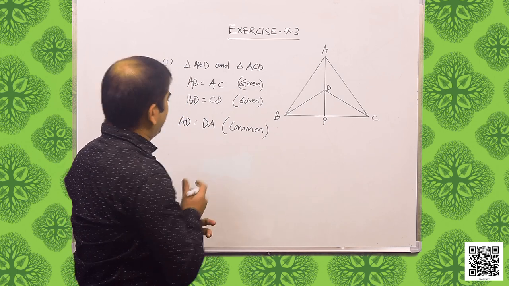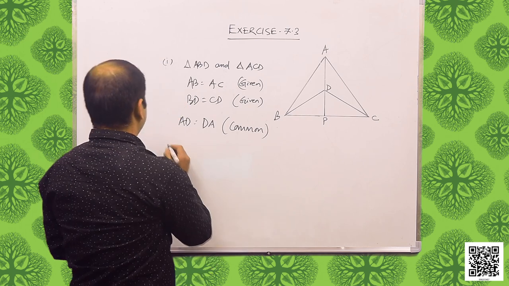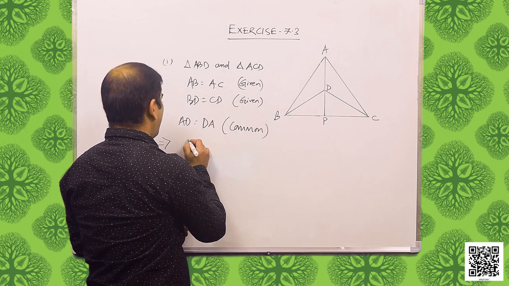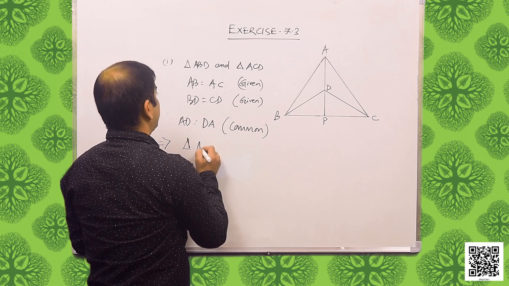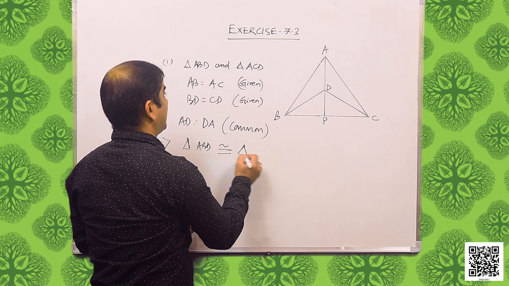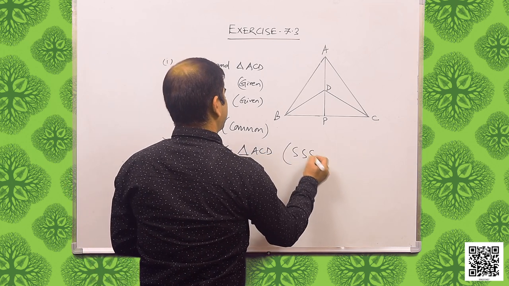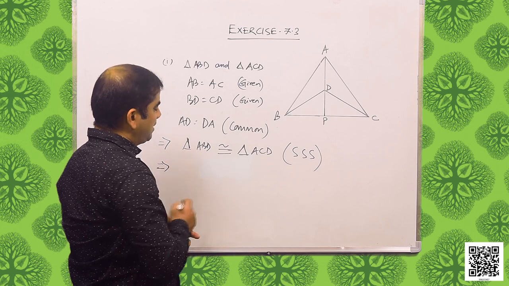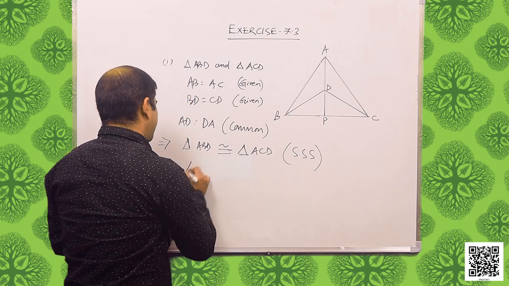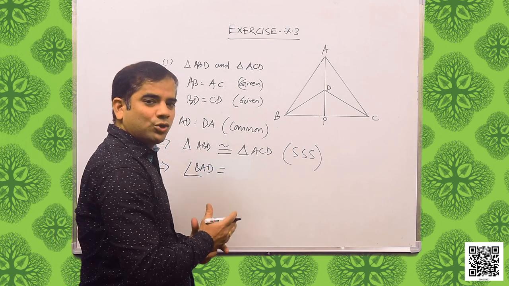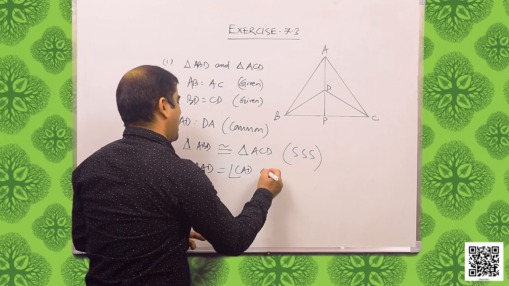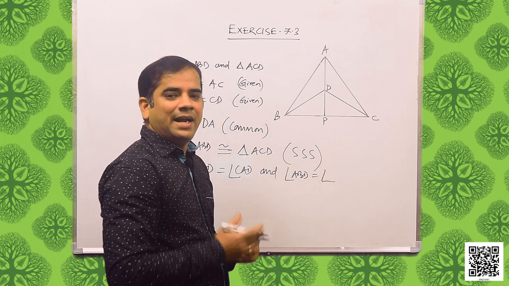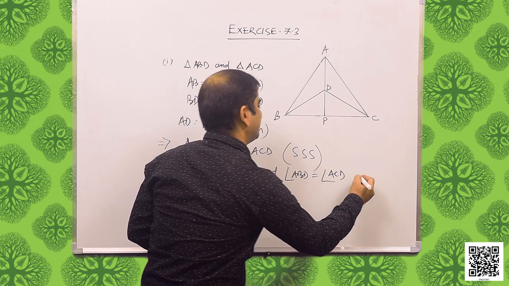Now, from these three, what have we got? We have three sides that are equal to each other. That implies triangle ABD and triangle ACD are congruent following the SSS rule of congruency. Because these two triangles are now congruent, angle BAD is equal to angle CAD and angle ABD is equal to angle ACD. Why? Those are corresponding parts.